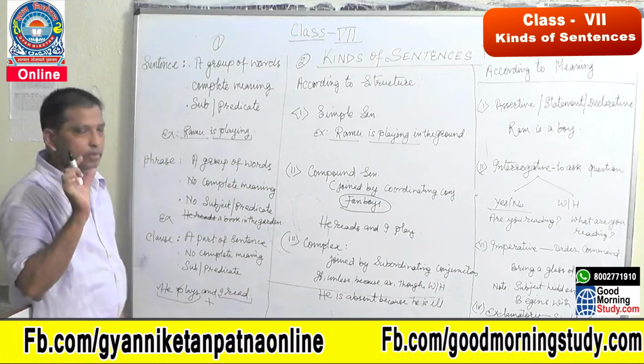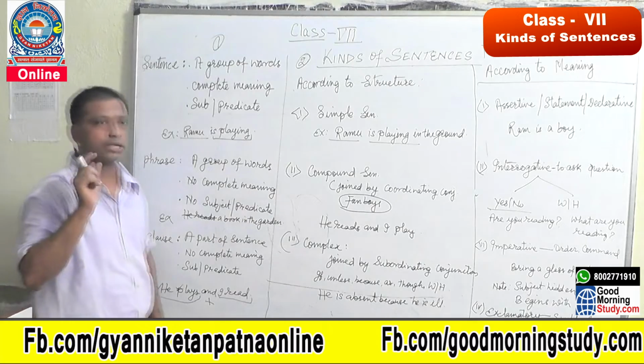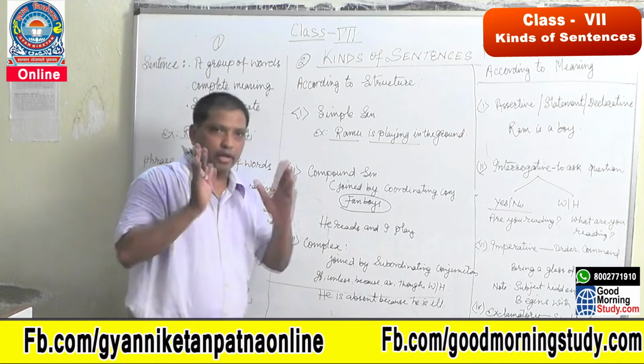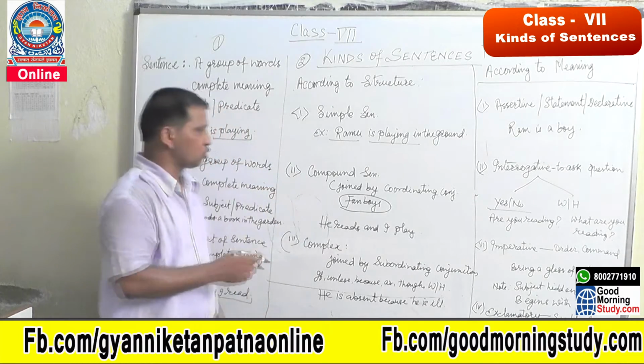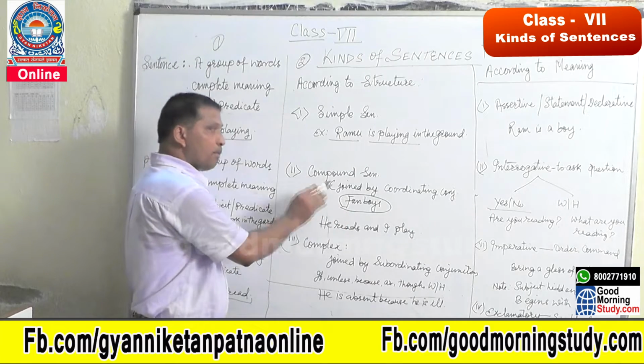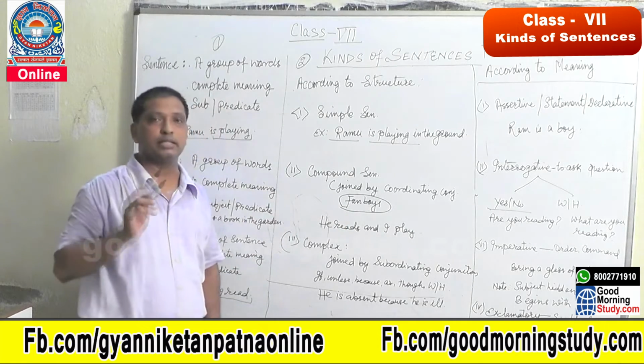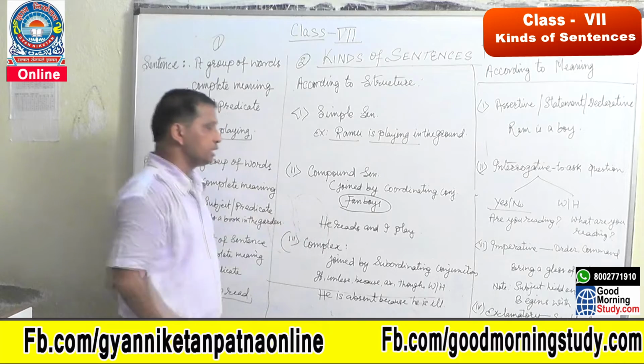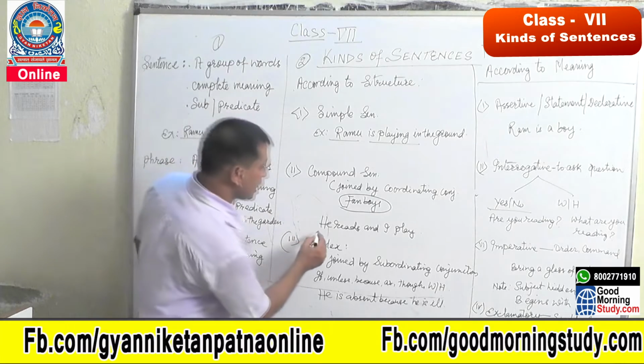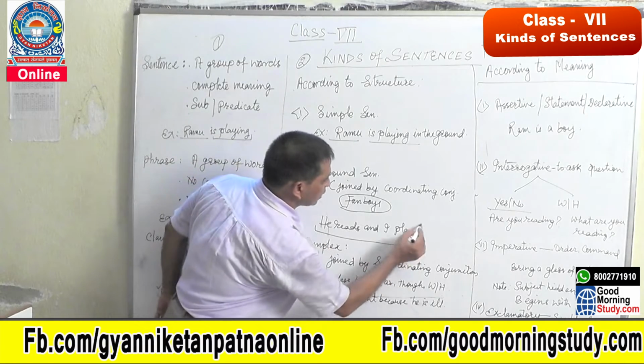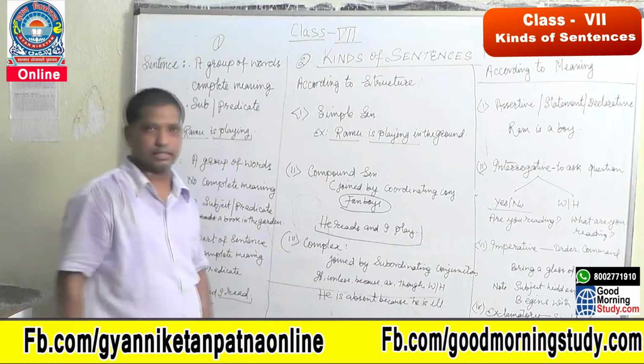So these are the 7 groups of conjunctions that are called coordinating conjunctions. If 2 or more than 2 clauses are joined by a coordinating conjunction, then it is called a compound sentence. So "he reads and I play" is a compound sentence.